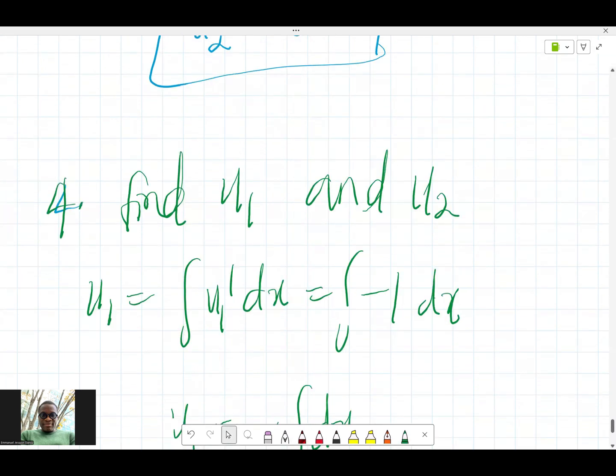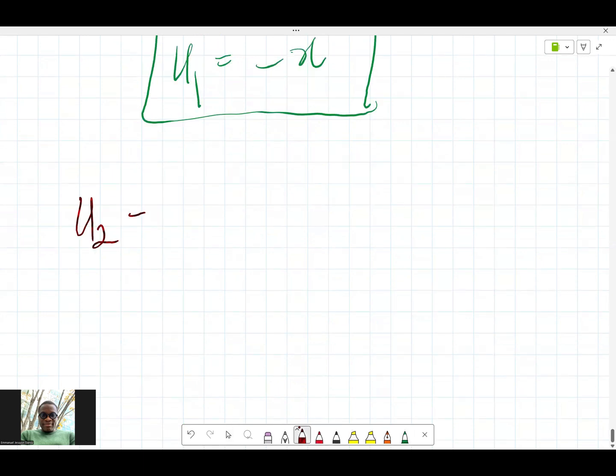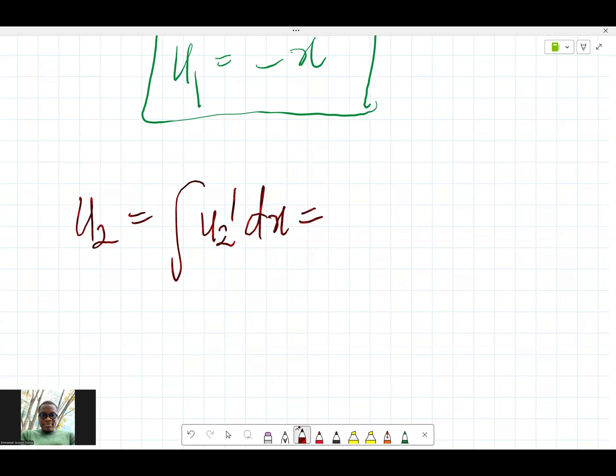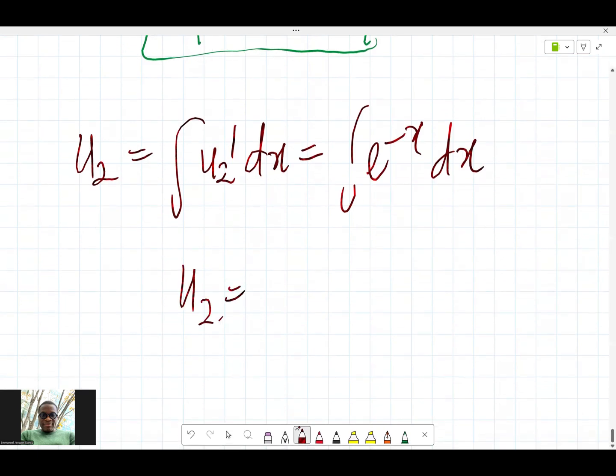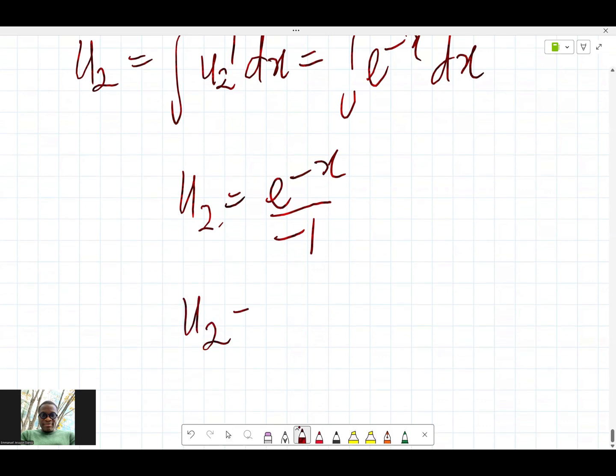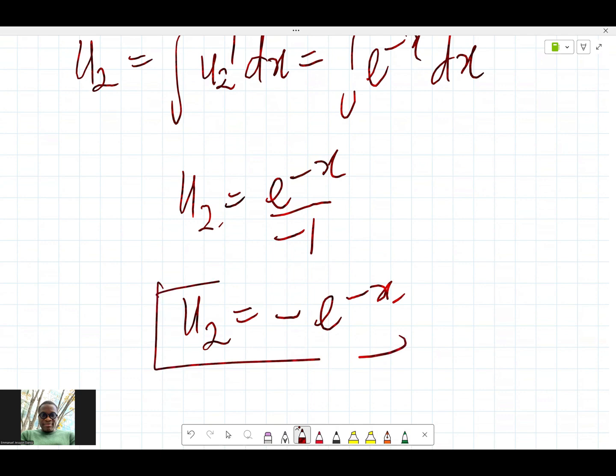Then for u2, we also know that u2 is equal to the integral of u2 prime dx. And u2 prime here is e raised power minus x dx, right? So when we integrate e raised power minus x, we differentiate minus x to get minus 1. So that's like e raised power minus x divided by minus 1 plus a constant, which we won't worry about. So u2 is also equal to minus e raised power minus x. That is our u2, okay?